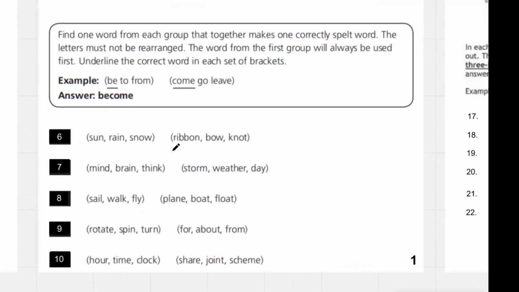We need to combine some words for 6. So from here we can combine rainbow. For question number 7 we can make brainstorm. For question number 8 we can make sailboat. And for question number 9 we can make turnabout.